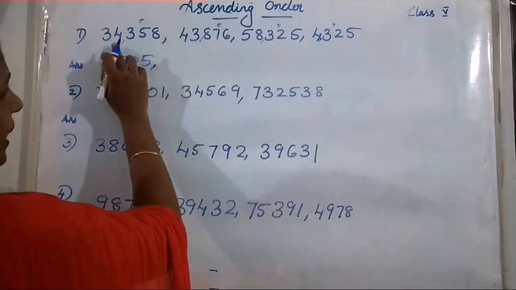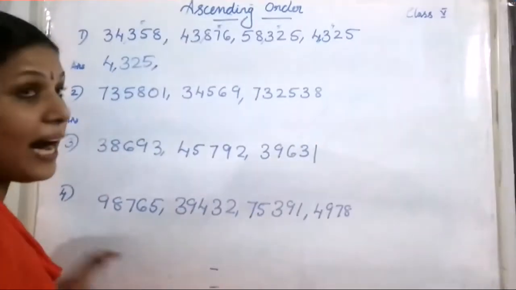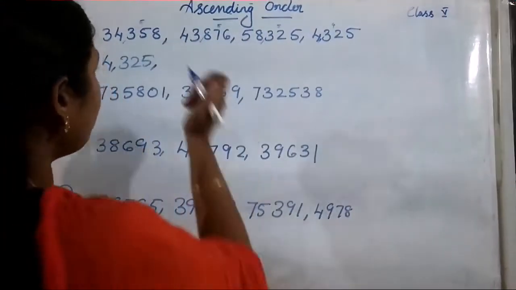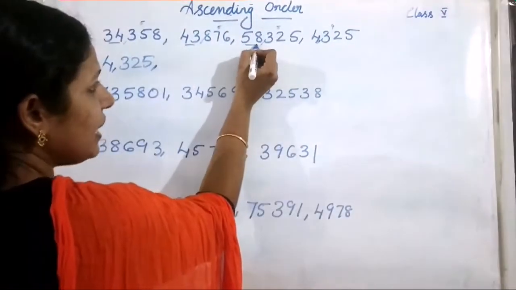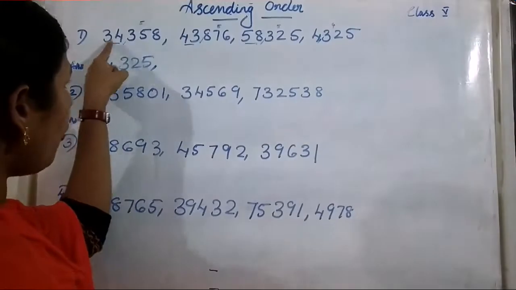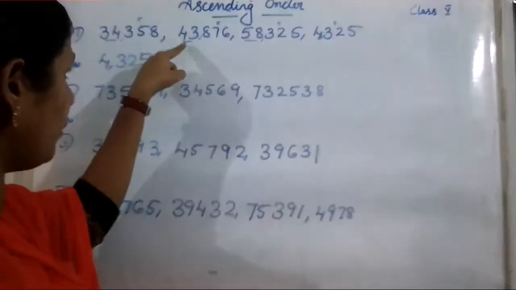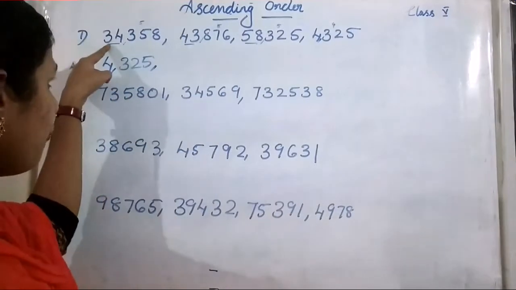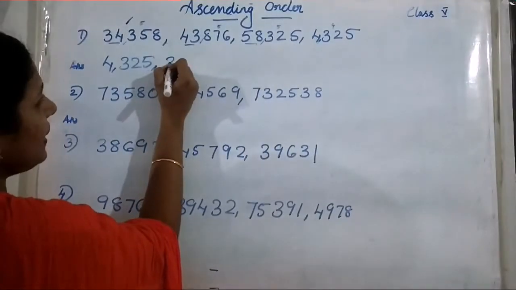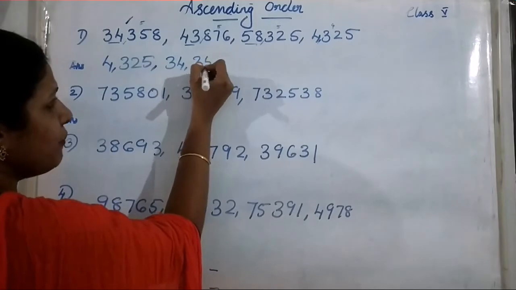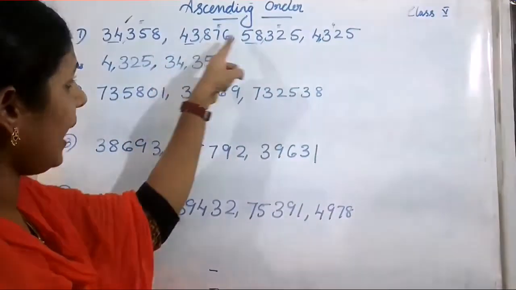Then next, here 3 numbers are all 5-digit numbers. So we select the highest place value of each number. Here it is 34,000, here 43, and here 58. So we compare 34, 43, 58. Which is the smaller one? 34. So we select 34,358 in the second place. Understood?